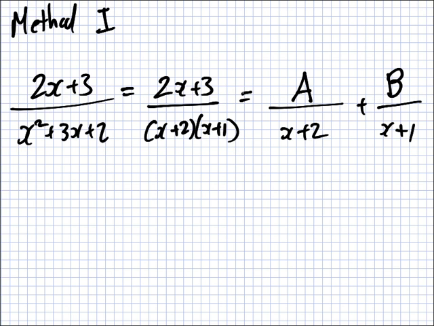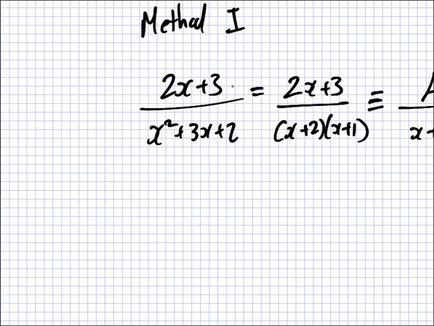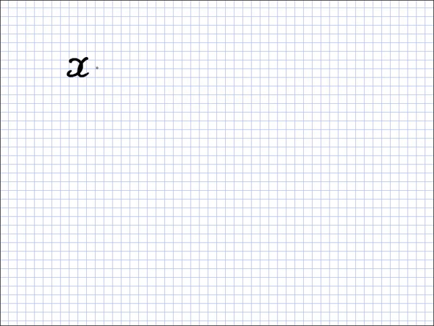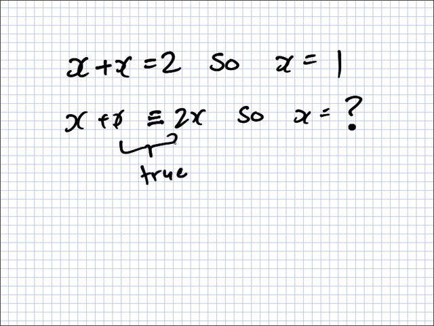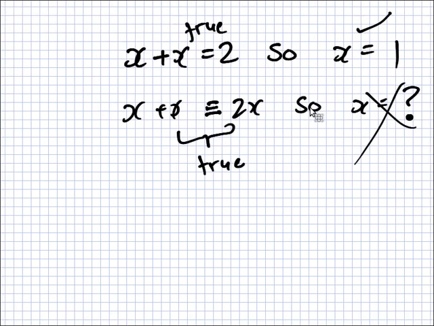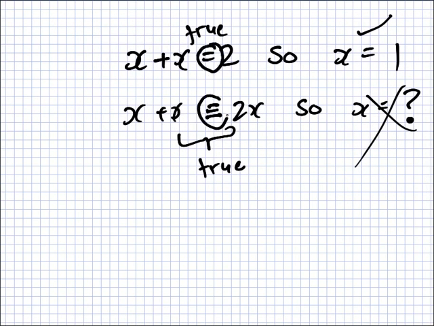Now, this equal is not really an equal now. It's more like this, three lines. Let me explain. If I said to you, x plus x equals 2, so x equals 1. Now, if I said to you, x plus x equals 2x, so x equals? You don't know. Could be anything, right? So the difference here is this one is not equal, we say it's equivalent. This is true, but it can't tell us the x. This one is true, and it can tell us the x.